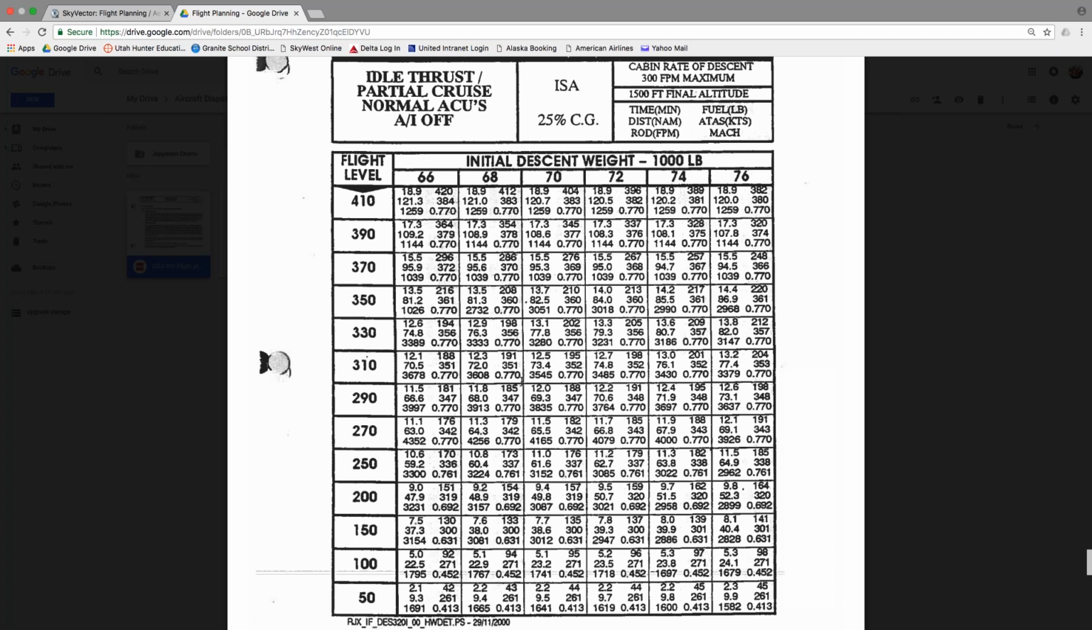So that being said, you've got your burn at your top of climb. Our takeoff weight was 64,215. What was the fuel burn to top of climb?